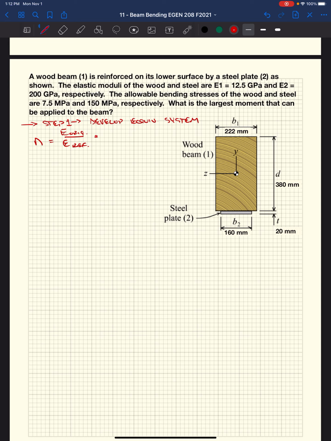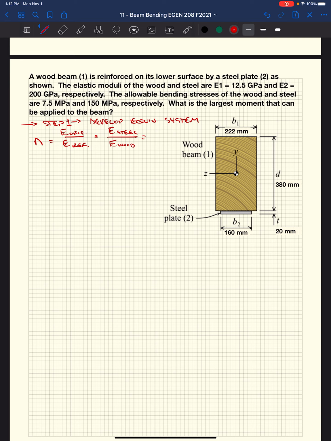We could go either way, right? We could make this whole cross-section into wood. We could make this whole cross-section into steel. I'm gonna make this whole cross-section into wood, essentially making the area of steel larger to account for the fact that steel's a lot stiffer. But you could do the other way and take the wood beam and make it into a steel beam as well. So I'm gonna say the original is my steel, because I'm going to transform it into my reference material, which I'm gonna say is the wood.